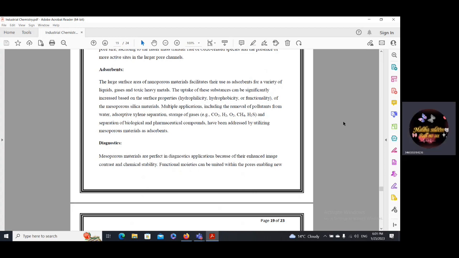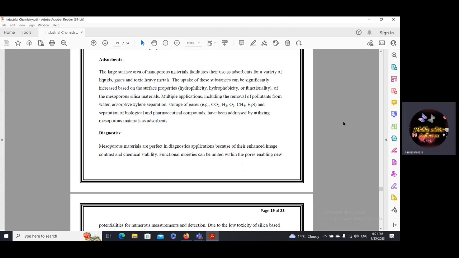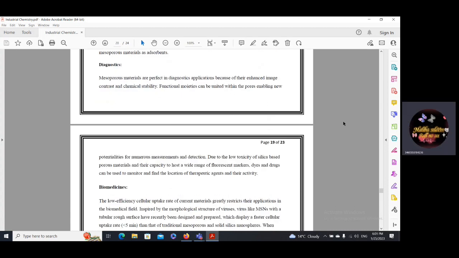The large surface area of nanoporous materials facilitates their use as adsorbents for a variety of liquids, gases, and toxic heavy metals. The uptake of these substances can significantly increase based on the surface properties, hydrophilicity, hydrophobicity, and functionality of the mesoporous silica materials. Multiple applications, including the removal of pollutants from water, adsorptive xylene separation, storage of gases, for example carbon dioxide, hydrogen, oxygen, methane, hydrogen sulfide, and separation of biological and pharmaceutical compounds have been addressed by utilizing mesoporous material adsorbents. The next one is diagnostics.